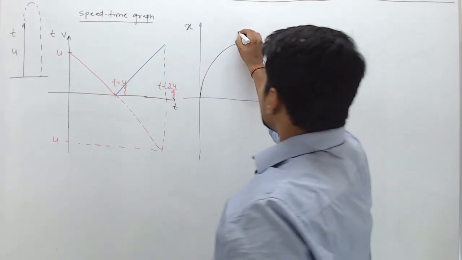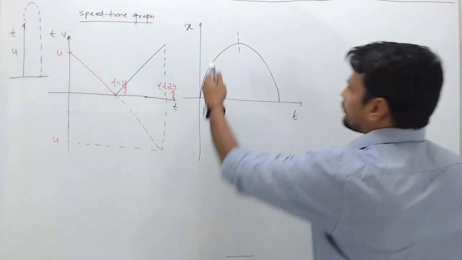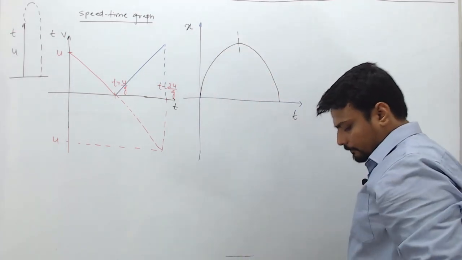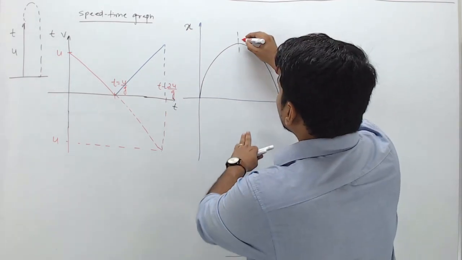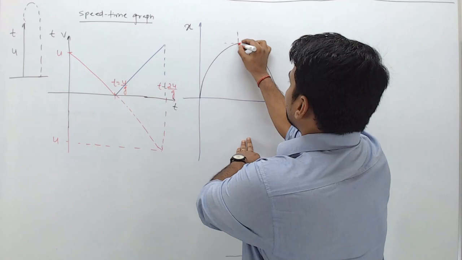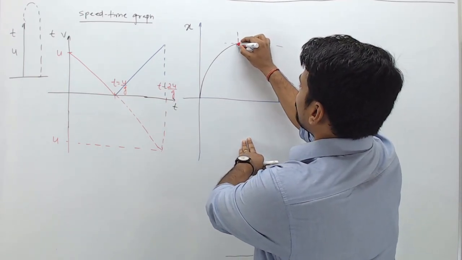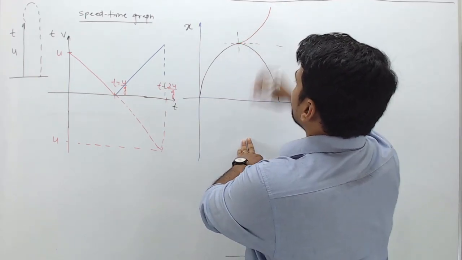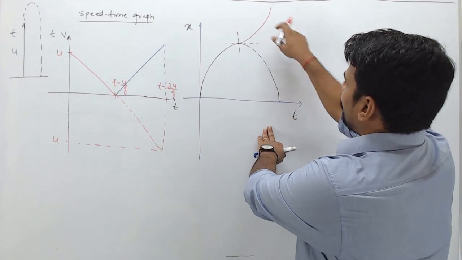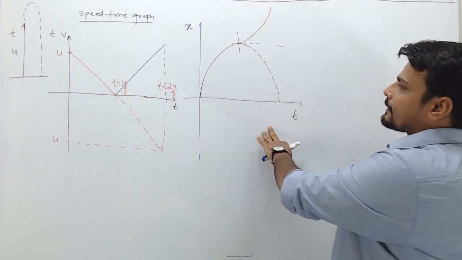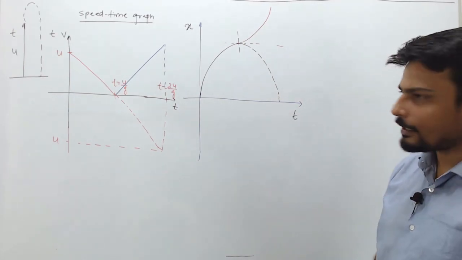After this point you can see that the displacement is coming back to 0. So what are we going to do to get the distance? We will take the mirror image of this. Mirror image should be how much? Like this. So this is going to be your distance time graph. The red one up above shows you the distance time graph. I believe you guys are okay with this.